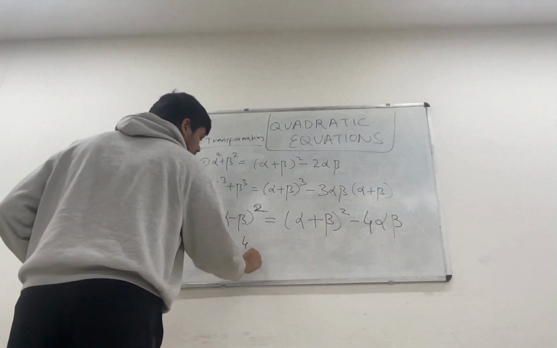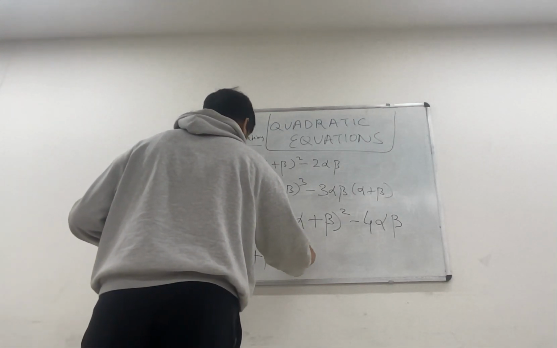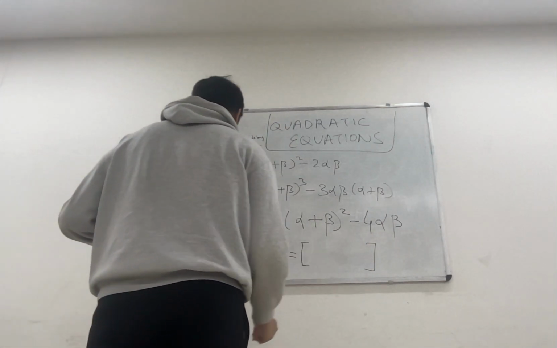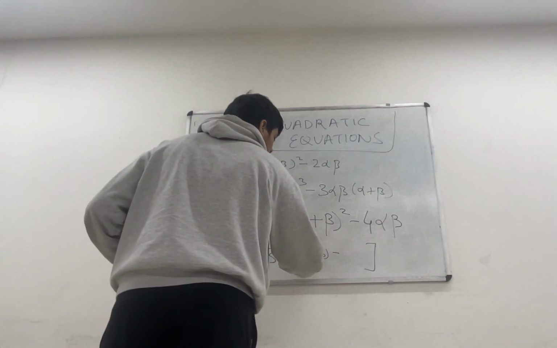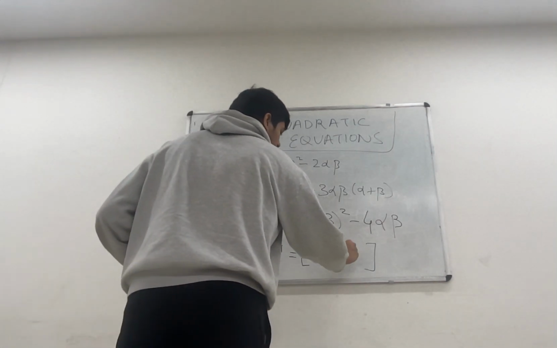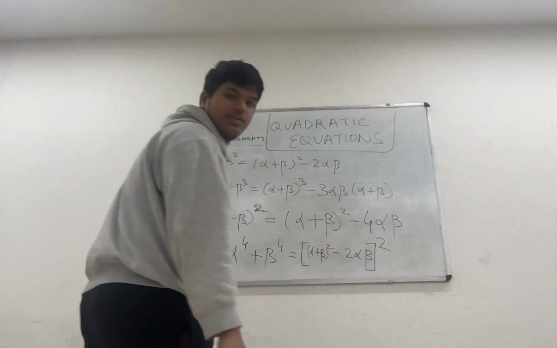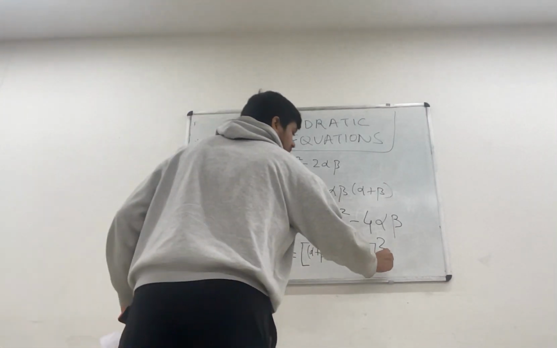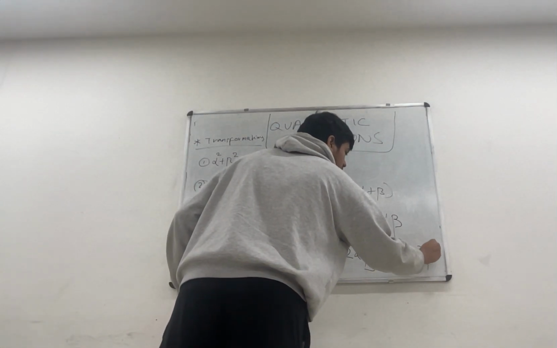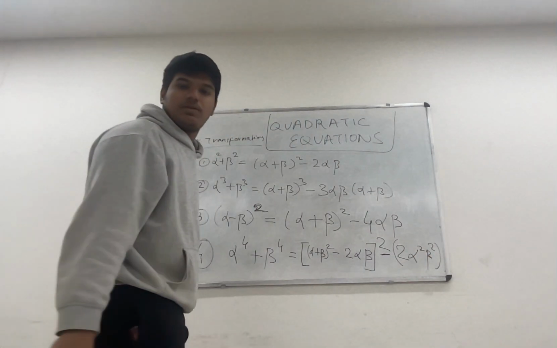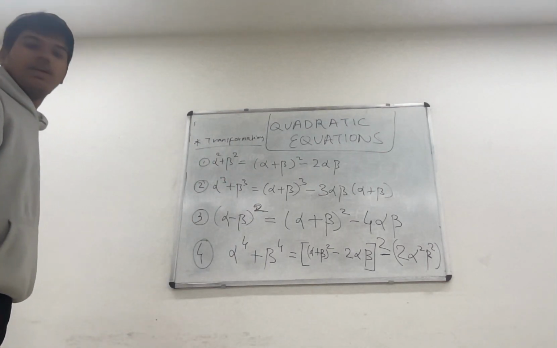Alpha power 4 plus beta power 4 is: we take the difference of alpha plus beta whole square and 2 alpha beta. Then we square this difference. And then we subtract 2 alpha square beta square. Fine. So these are some useful transformations. Kindly note them down.